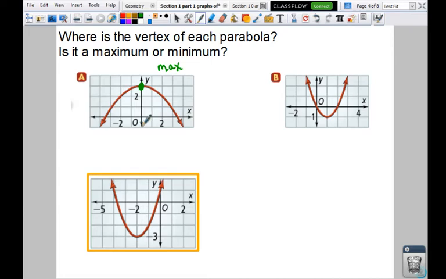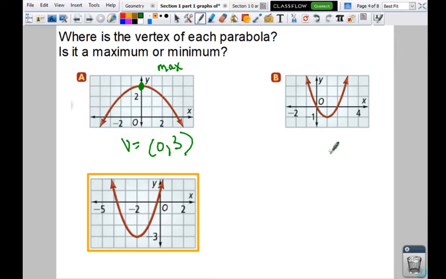0, 3. So, when I talk about the vertex, I'm always going to say the x comma y. So it is at left and right 0, up 1, 2, 3. It's at (0, 3). Pretty easy.